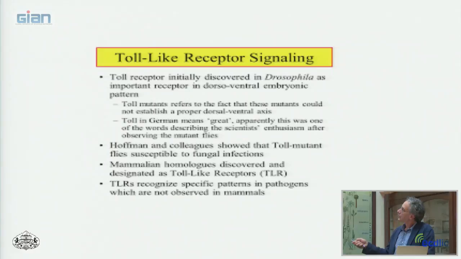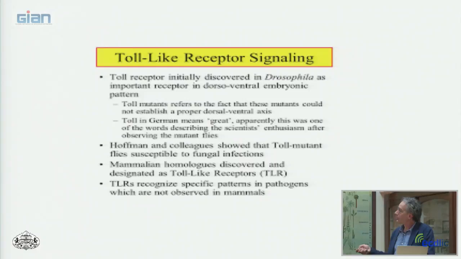So toll receptors were initially discovered in Drosophila fruit flies, and these were important receptors in dorso-ventral embryonic patterning. So it had nothing to do with innate immunity in these flies until later. Toll mutants referred to the fact that these mutants could not establish proper dorsal-ventral axis. Toll in German means great. Apparently this was one of the words describing the scientist's enthusiasm after observing mutant flies. So that's where toll receptor comes from.